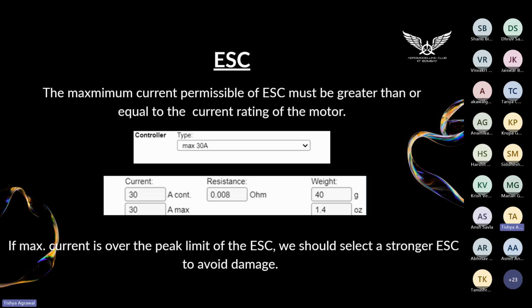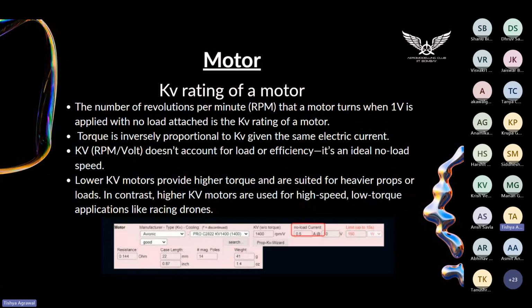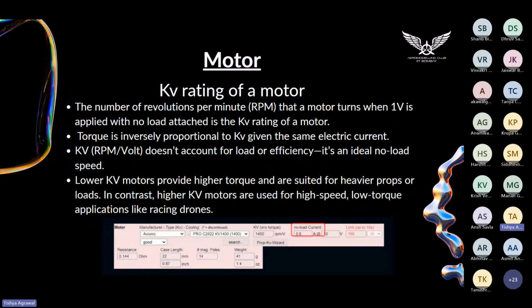Next comes the motor. One of the very important factors of the motor is the kV rating, which stands for the number of revolutions the motor spins per volt when no load is attached to it. Hence the torque is inversely proportional to the kV rating given the same electric current. As we have seen in the definition, the kV rating doesn't account for load or efficiency, because it's an ideal no-load speed. We have not attached any load or propeller to the motor, and we're simply spinning it for a minute. When we apply 1 volt to it, the number of revolutions it makes is the kV rating of the motor.